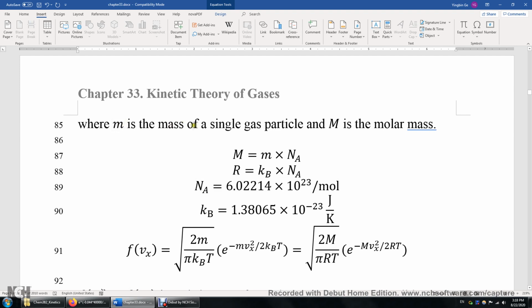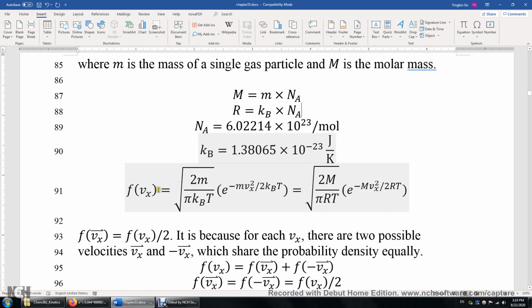So again, m is the mass of one gas particle. This uppercase M is the molar mass. This m usually is in kilogram when you use this equation, and this uppercase M is in kilogram per mole. The reason is we like to stick with the SI units. So again, this is the relationship between the uppercase and lowercase m, and this is the relationship between the gas constant and the Boltzmann constant.